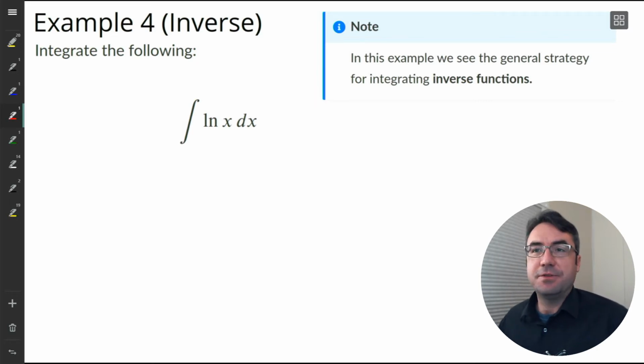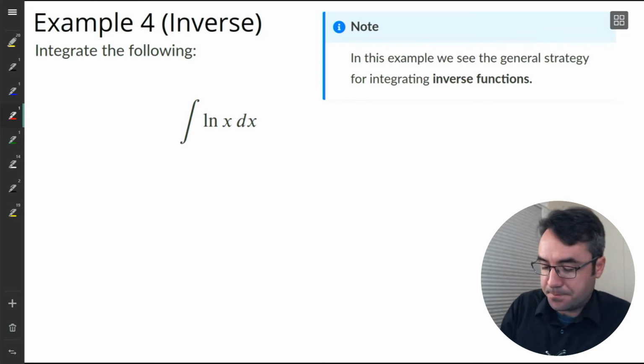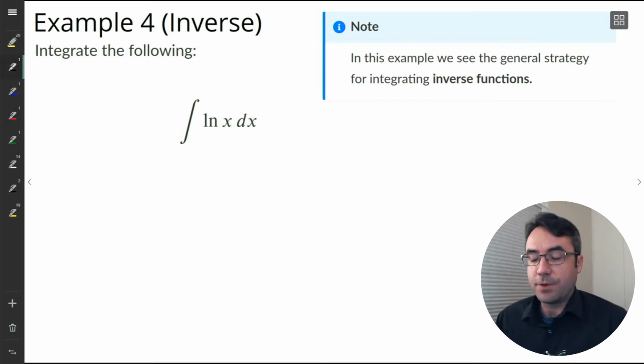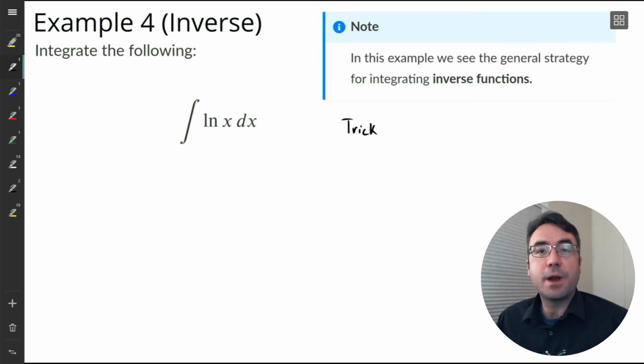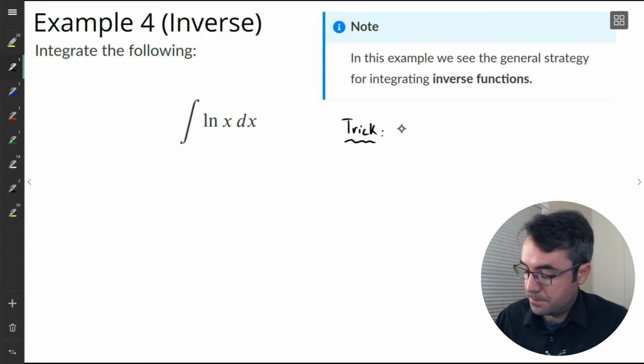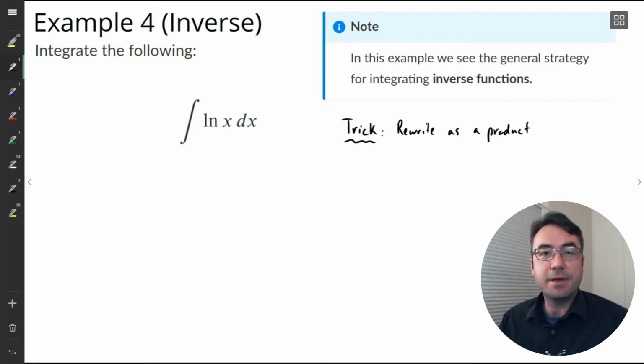So let's see the strategy for how we would handle something like this. And the trick, it really comes down to a trick, is to rewrite our function. Right now it's just one function. We're going to rewrite it as a product. And namely, it'll be natural log x times 1.